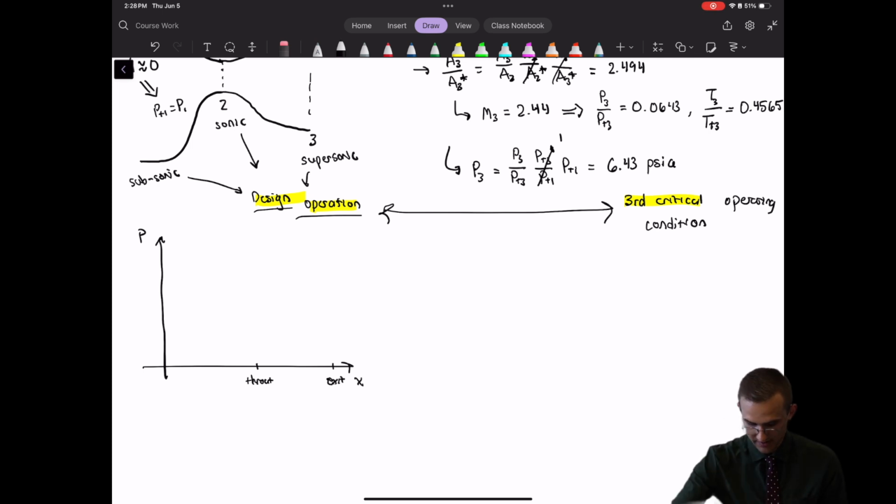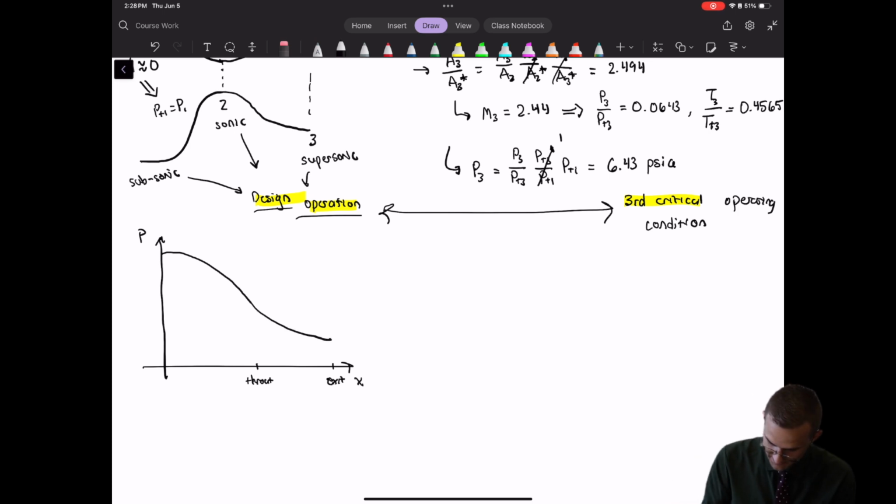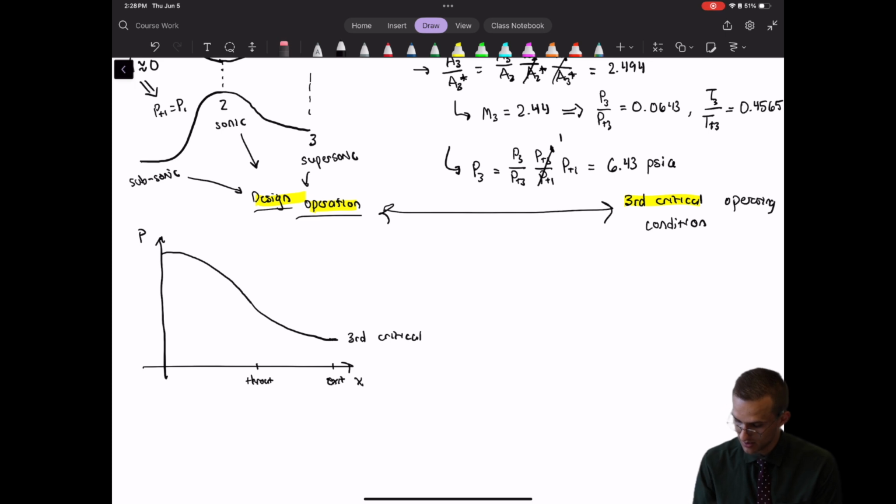Okay, and the scenario that we just worked through, the third critical, would be this line where it goes smoothly through the throat, and then it changes concavity at the throat and goes to the exit, like right here. And then this pressure here is the third critical back pressure operating condition.